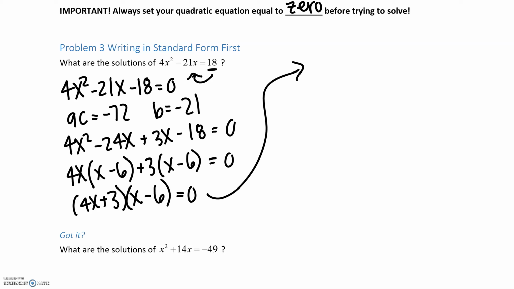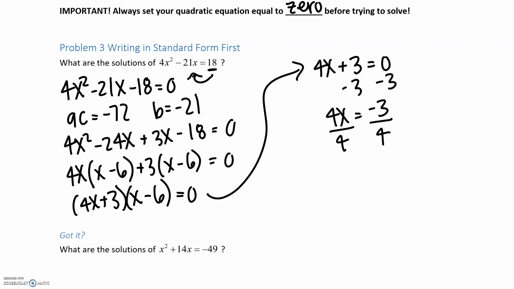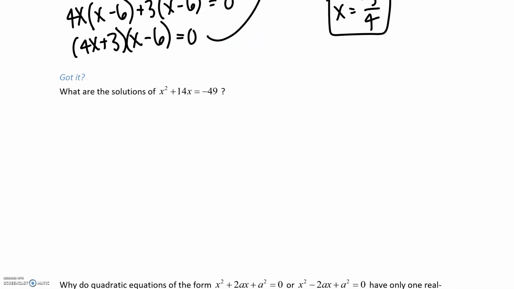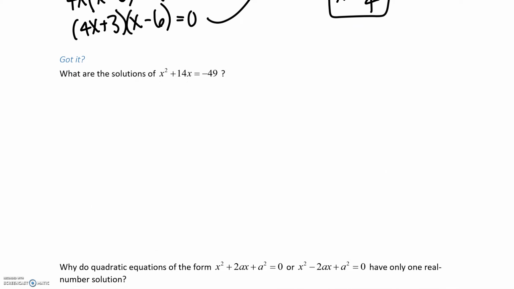From here, we can take them and have that 4x plus 3 equals 0. We subtract that 3, gives us 4x equals negative 3. Divide by 4, which leaves us with x equals negative 3 over 4. We also have that x minus 6 equals 0, which just gives us x equals 6. Okay, so go ahead and do the got it problem, and then you should be good to go.